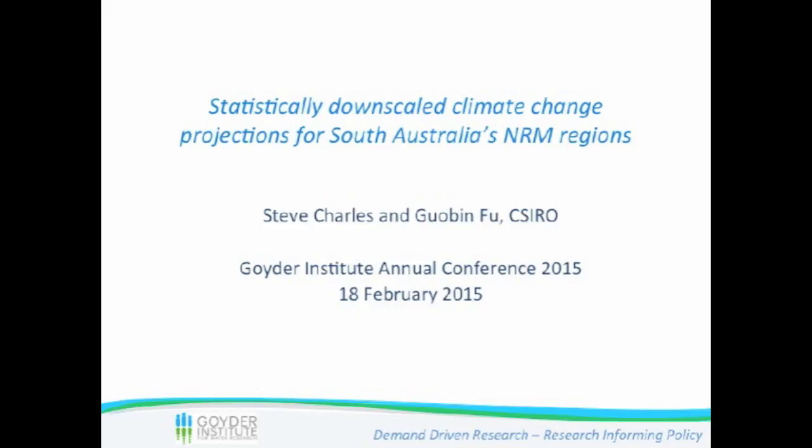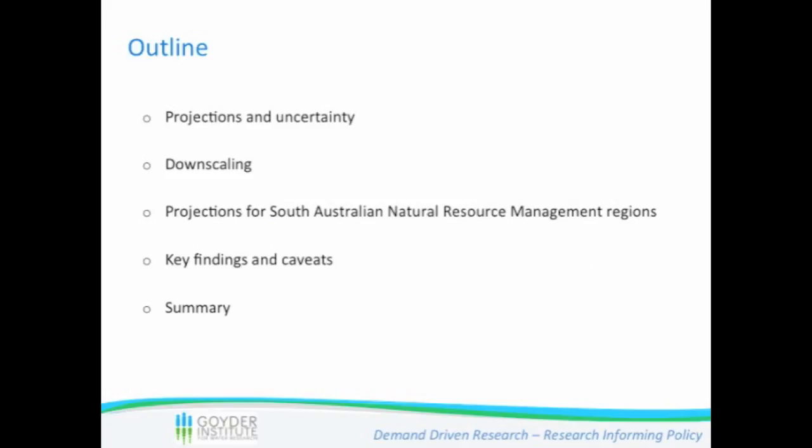So myself and my colleague Gavin Fu are the authors of the technical report, but I have to acknowledge that a much larger team was involved in this work across all the participants of the project and wider, so I acknowledge everyone who's been involved. I'll go through some background to some extent on projections and uncertainty, and then go straight into the downscaling and showing results of the projections for the South Australia's natural resource management regions, and then some key findings and caveats and a summary.